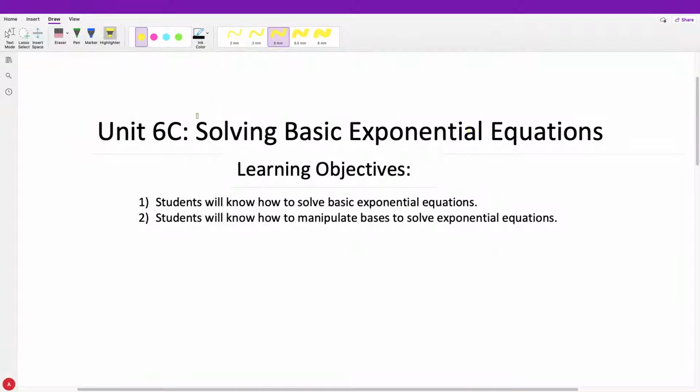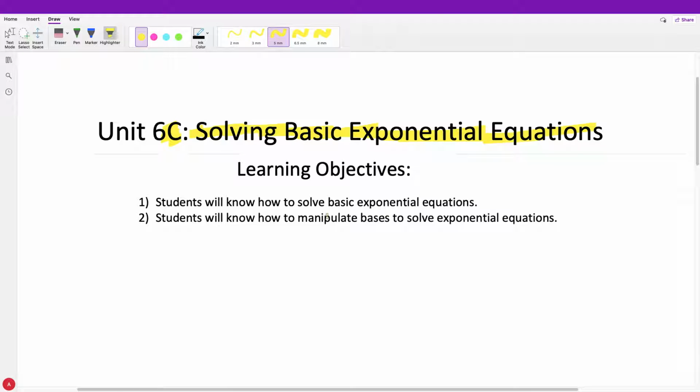All right, so we're now moving on to our last section of our last unit of the year, and that is solving basic exponential equations. After this, there are a few more topics that we're still going to learn, but they're no longer going to be part of our assessment or your PowerSchool. It's just getting you more prepared for next year.